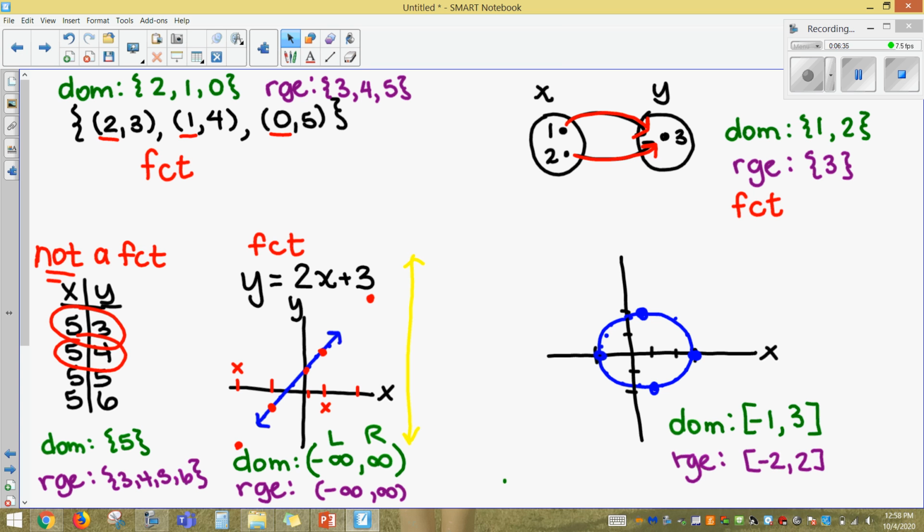But if I can find even one place to draw that vertical line where it intersects my blue graph in 2 or more places, then I say it fails the vertical line test. I'll say this is not a function. So that doesn't mean every place I draw my vertical line it has to cross twice. Out here, it doesn't cross at all. Not in my domain. Here it only touches once, okay, which is fine. But if I can find even one place where it crosses 2 or more times, then I stop and say, well, that's not a function.